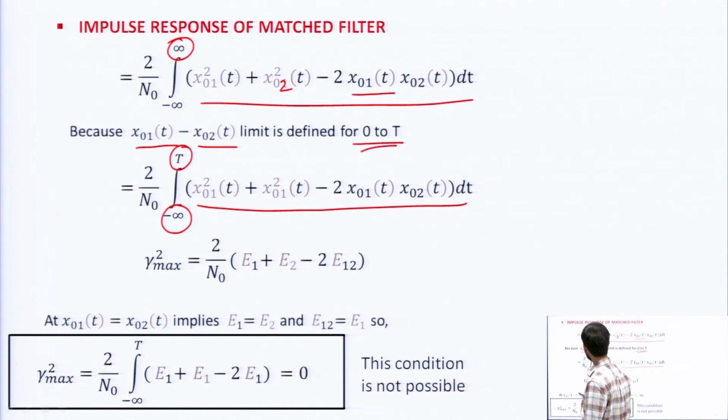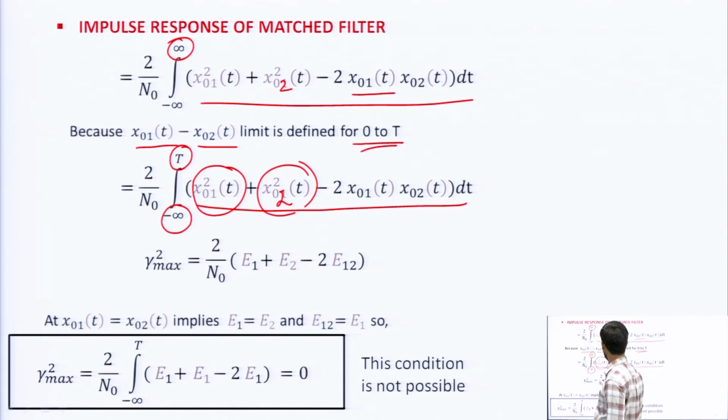So, gamma maximum square, that is SNR, equal to 2 by n naught multiplied by this energy term E1, and this is x naught 2 square of t, this is the energy term E2, and minus 2 times E12. This is because in multiplication form, this is the energy of 1 2.